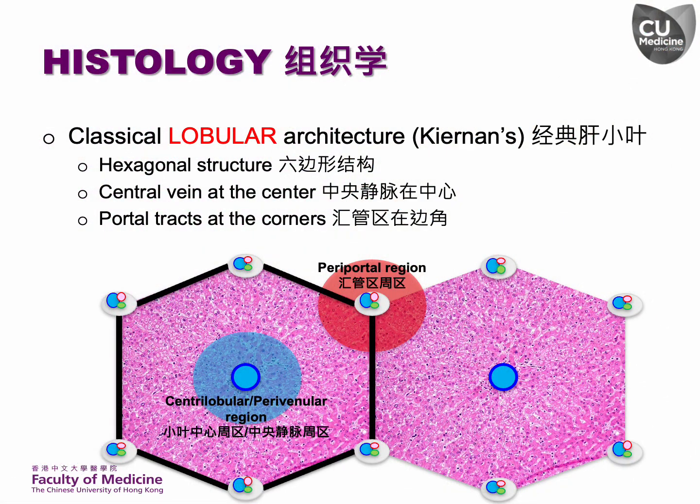To better visualize and easily understand the relationship of the liver microanatomy, a lobular architecture was proposed by Francis Kiernan in 1833. It consists of a central vein surrounded by plates of hepatocytes extending towards portal tracts at the lobule's corners. This hexagonal structure is divided into 3 regions: the centrilobular region around the central vein, the periportal region around portal tracts, and the midlobular region in between. Pathologists commonly use this terminology to describe pathological changes in the liver.